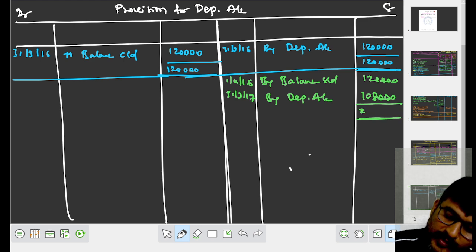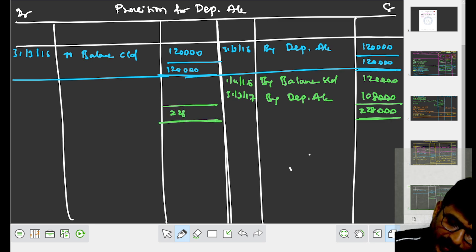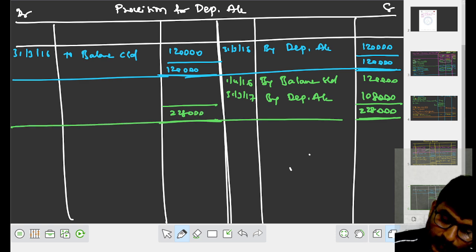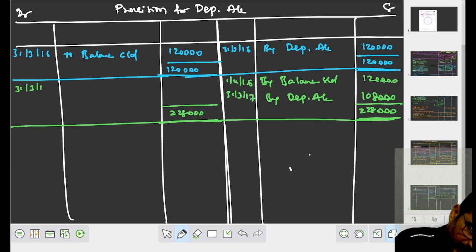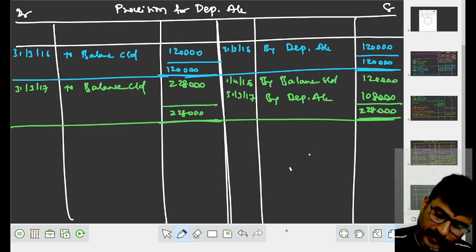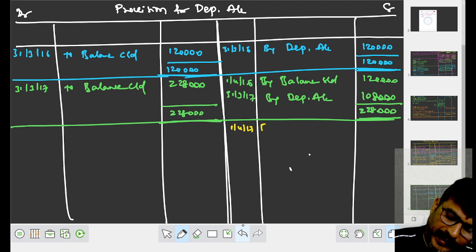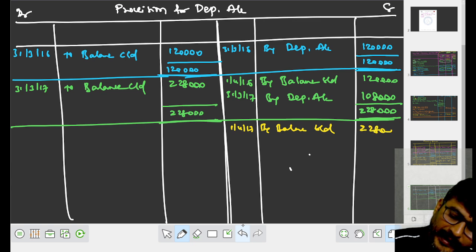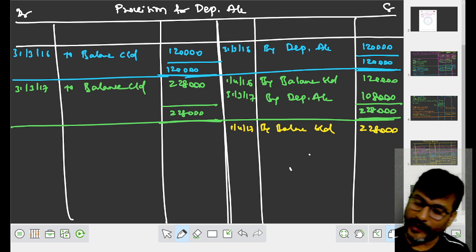Find out the total, it comes to 2,28,000. It is to be written on March 17 as to balance carry down 2,28,000. Now my dear student, we have to write on 31st March 17, which becomes brought down for 1st April 17, as by balance brought down 2,28,000. Okay, what happens in the third year?